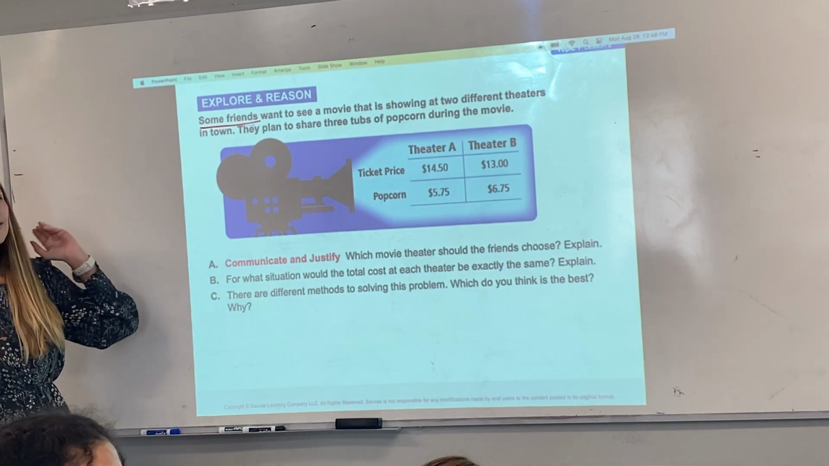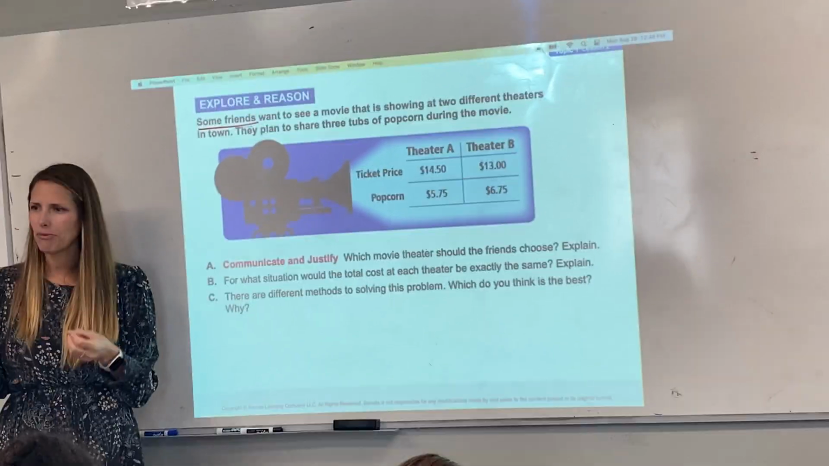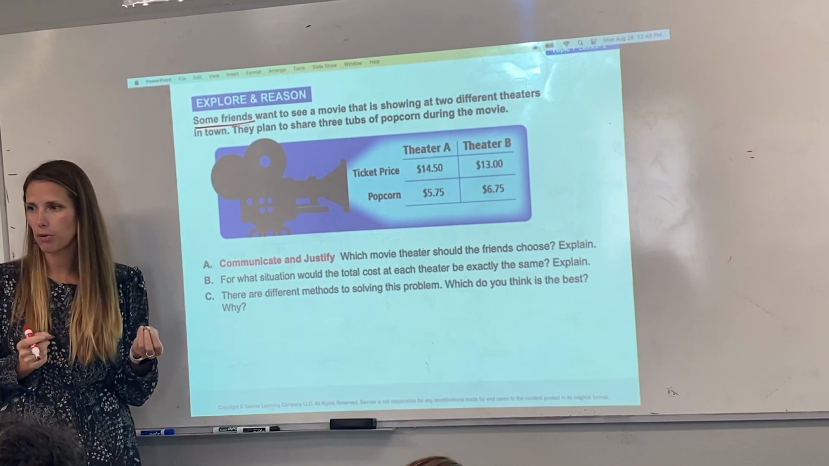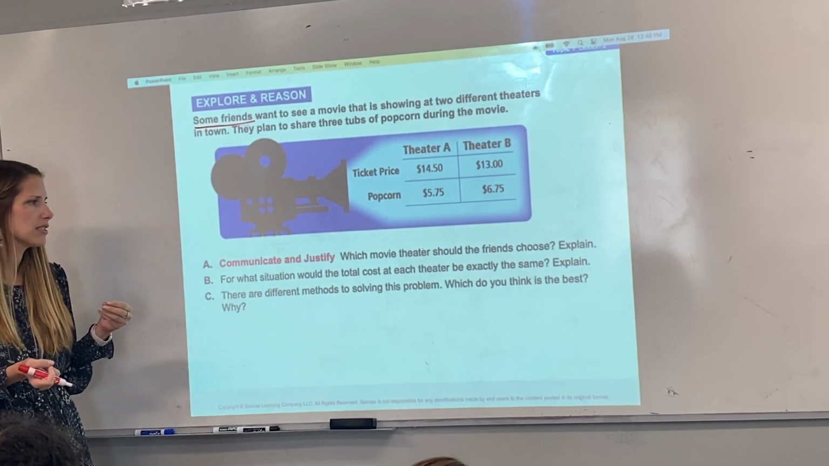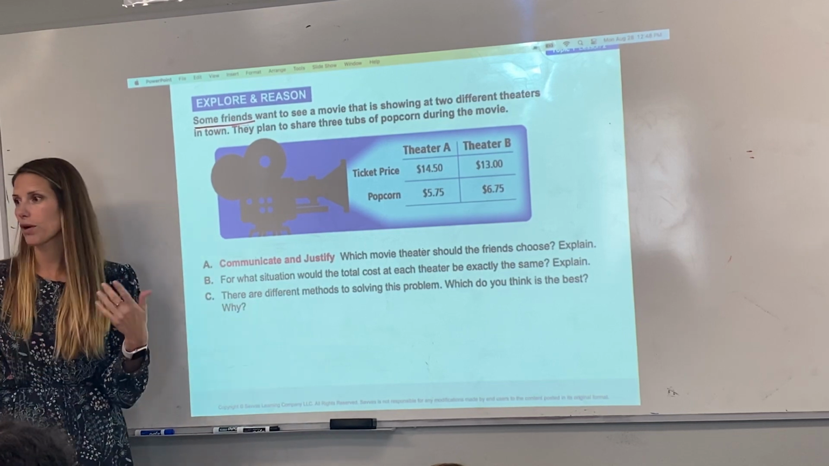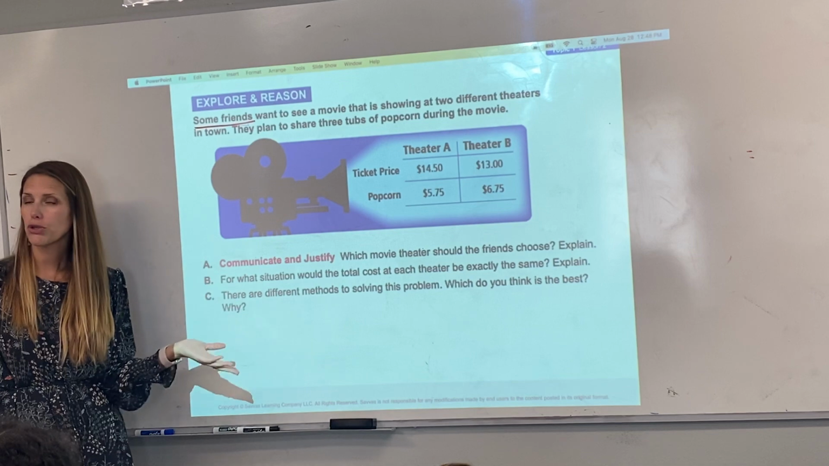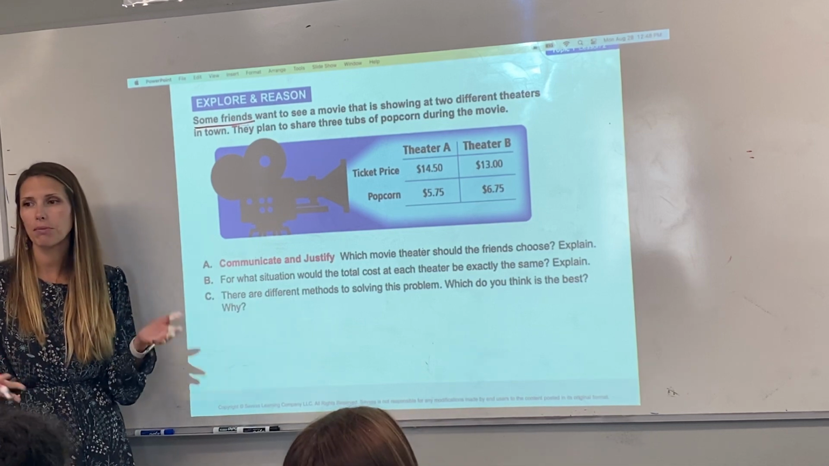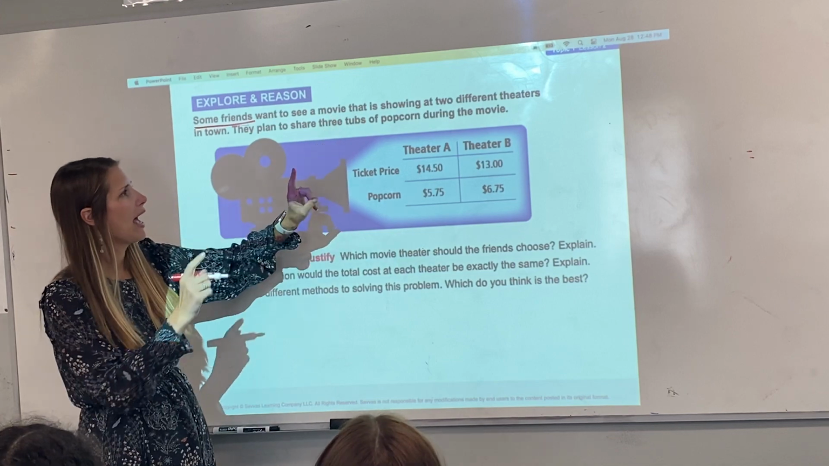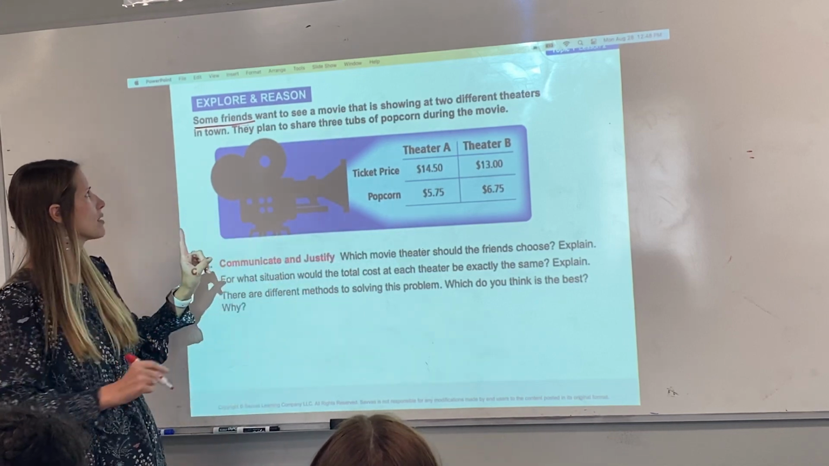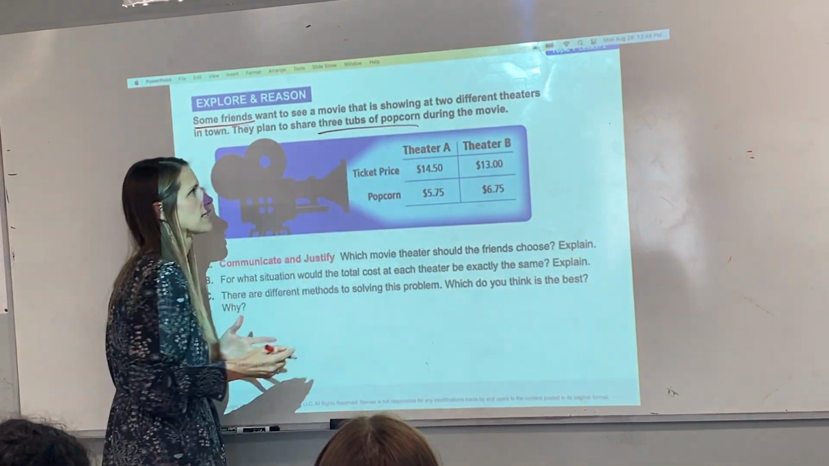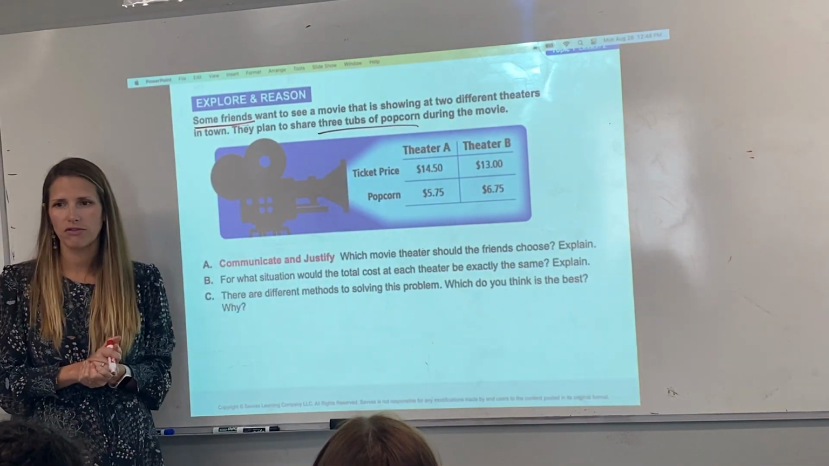So it says some friends. It doesn't say how many friends are going. If they tell us how many friends are going, we would be able to figure it out pretty easily and just do some calculations. But they only tell us some friends are going, so it means more than one, right? Maybe 2, maybe 3, maybe 4, maybe 5, who knows? They want to see a movie, and they're looking at 2 different theaters. They plan to share 3 tubs of popcorn, so that's going to be really, really important information.